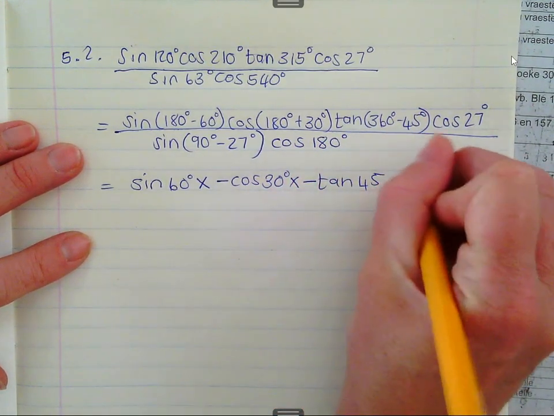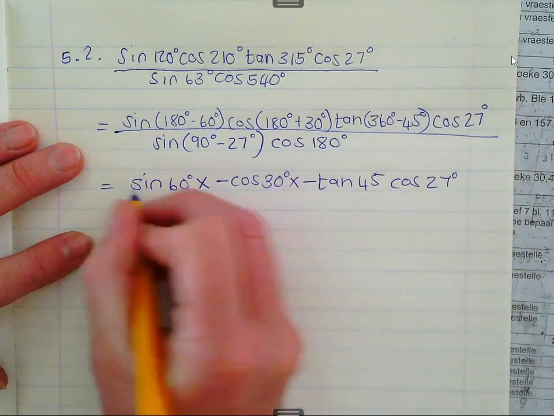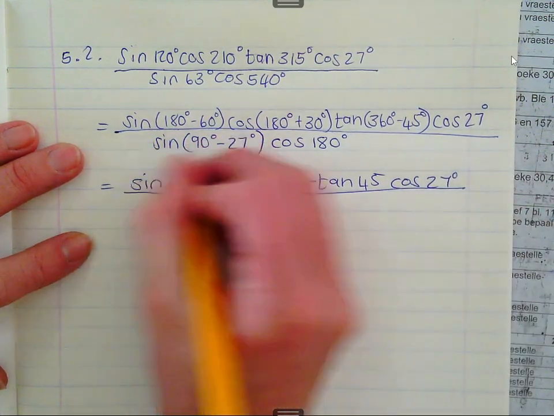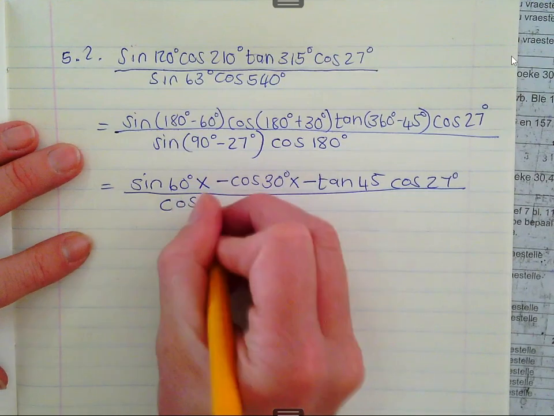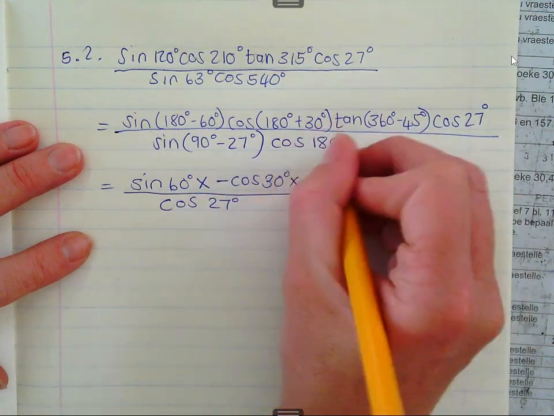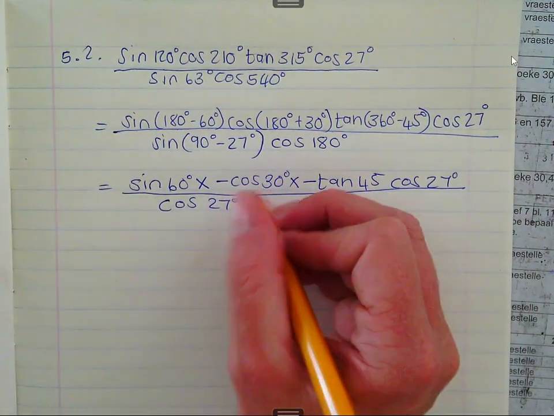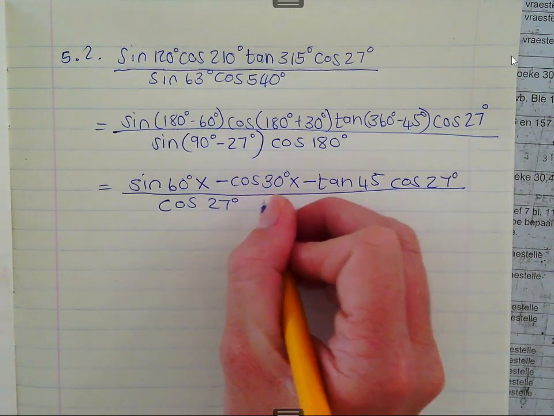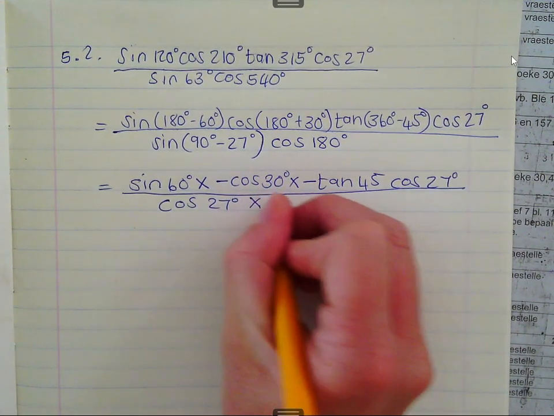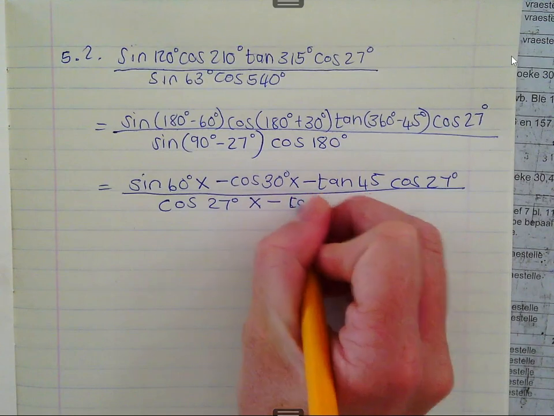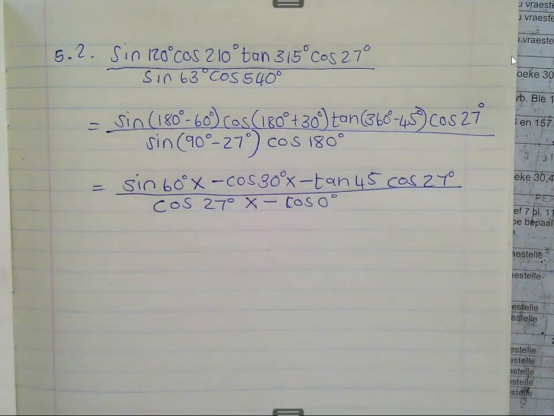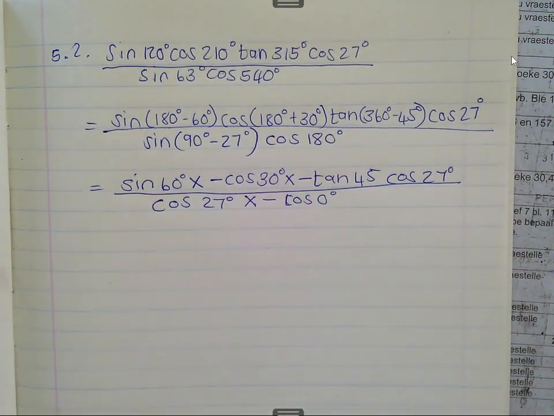Then I've got the cos 27 degrees over, this one now becomes cos 27 degrees, and the cos of 180, doesn't matter what you do, if you used it as 180 minus 0, you will get minus cos of 0, or you can just continue using it as cos 180.